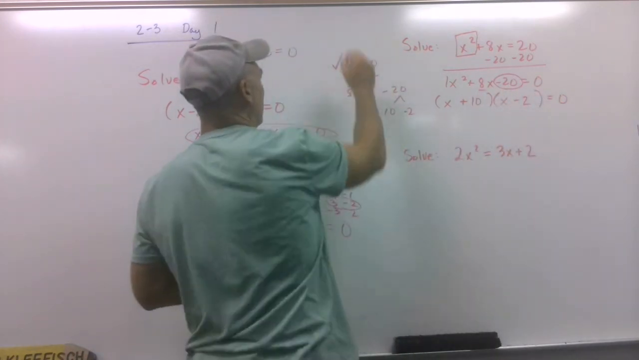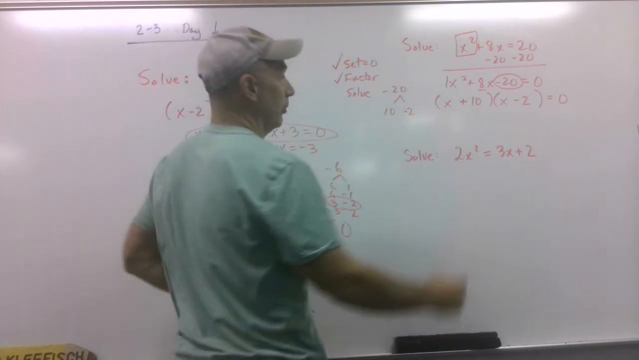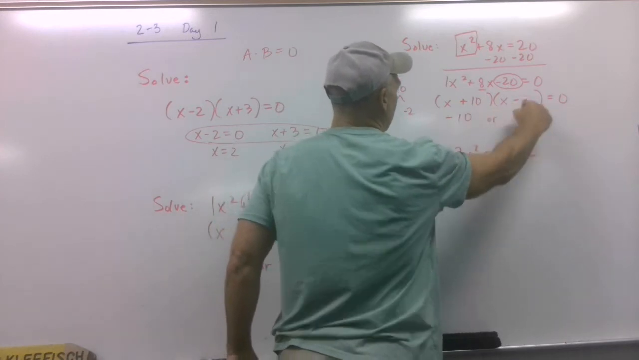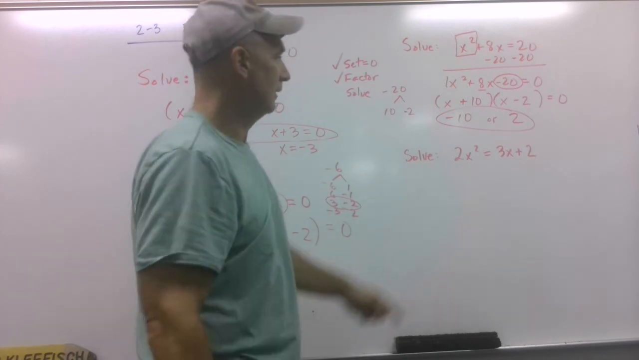So we set it equal to 0. We have factored it. We still haven't solved it yet. So what plus 10 is 0? Negative 10. What minus 2 is 0? 2. There's my 2 answers for this.